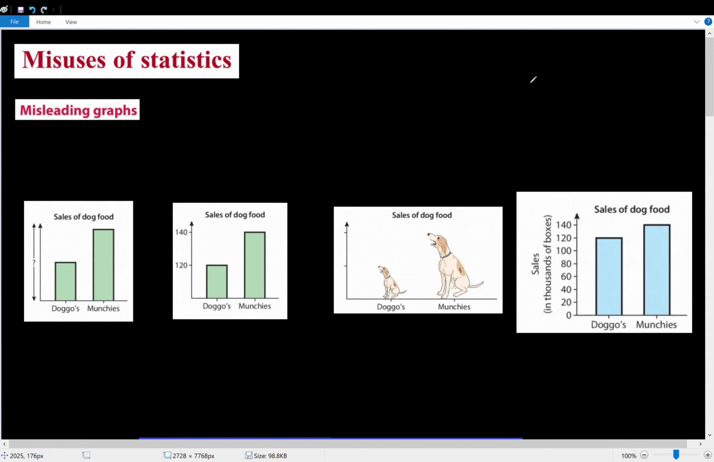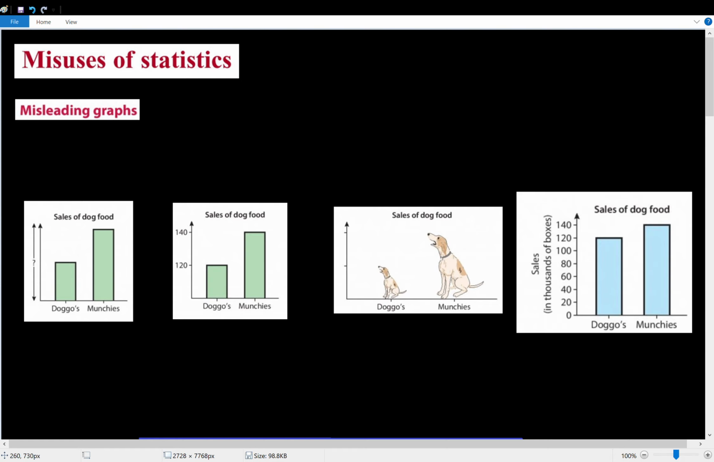So if we look at the first one here on the left, you notice that there's no labels on the vertical axis. So for all we know, the difference between the sales of dog food for Doggo's brand and Munchie's brand could literally be 1. In a given year, Doggo's might have sold 1 less than Munchie's according to this graph, because we don't have any label on the axis.